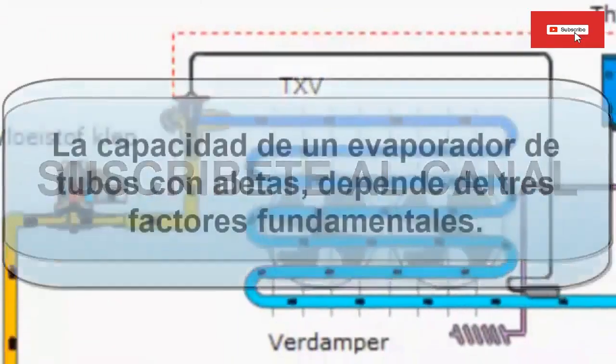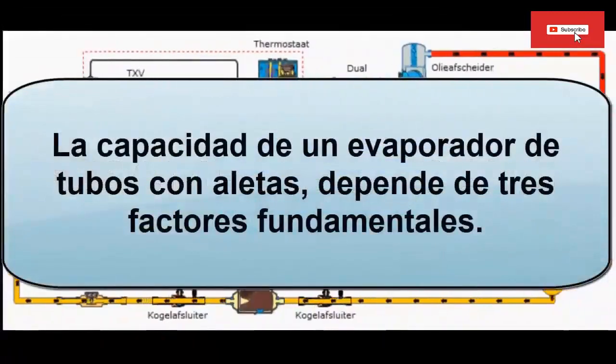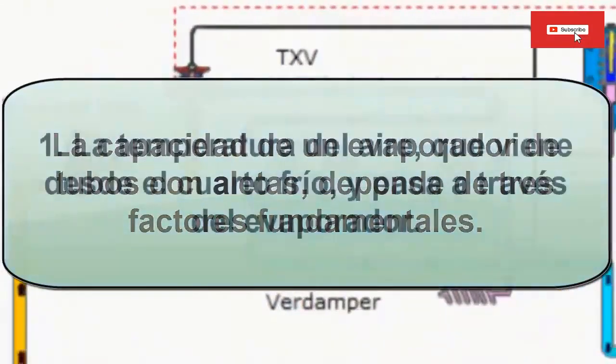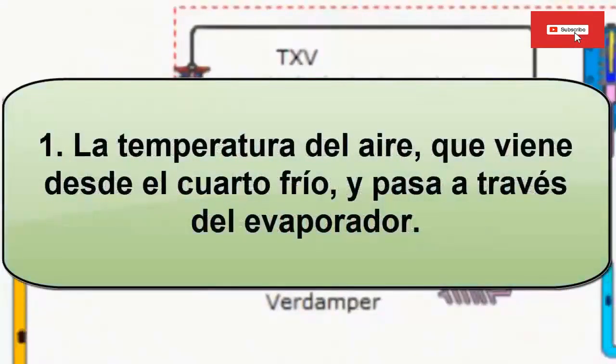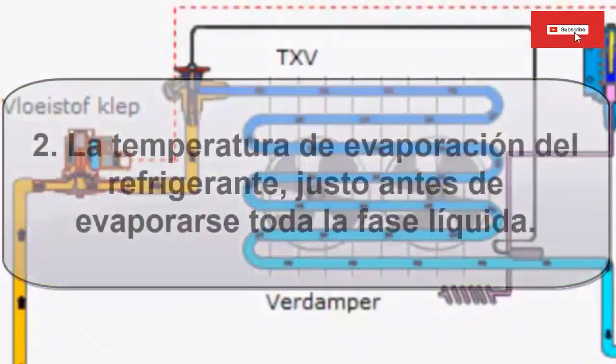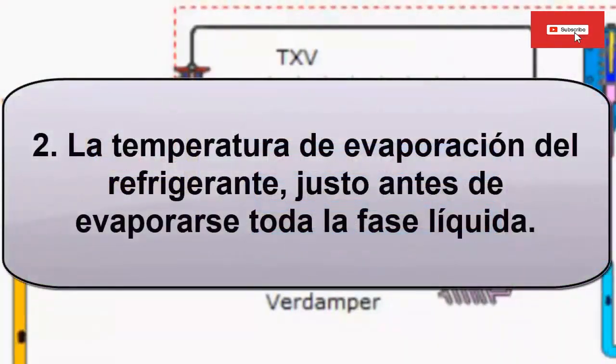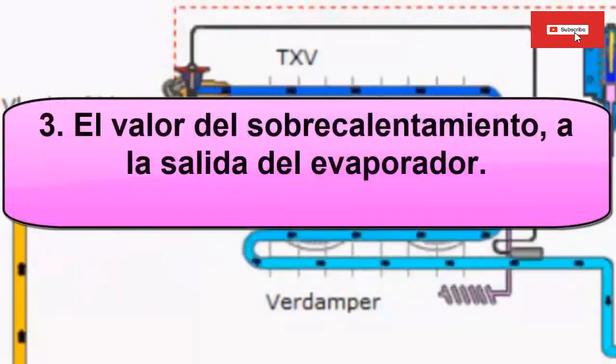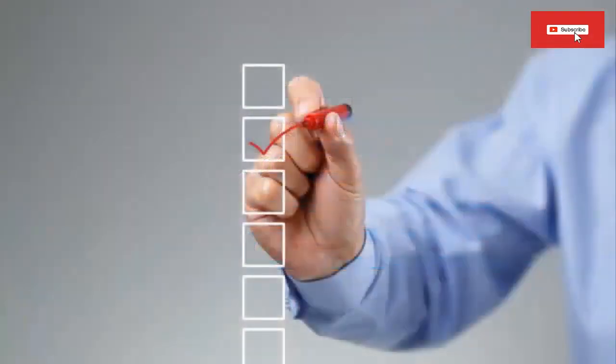Let's start by saying that the capacity of a thin tube evaporator depends on three fundamental factors. 1. The temperature of the air, which comes from the cold room and will pass through the evaporator. 2. The evaporation temperature of the refrigerant, just before the entire liquid phase evaporates. 3. The superheat value at the outlet of the evaporator. The three factors mentioned above will allow us to make an evaluation of the equipment.